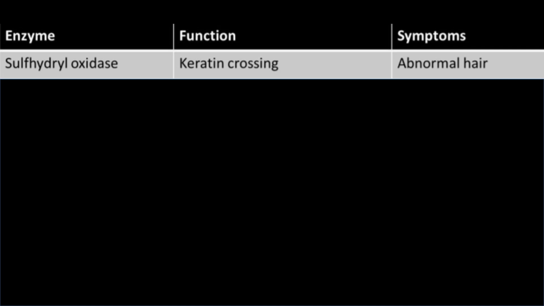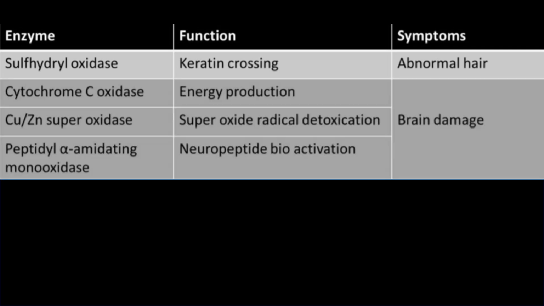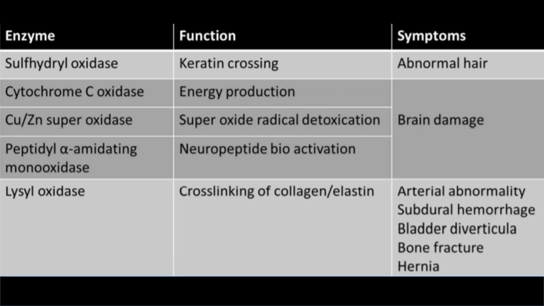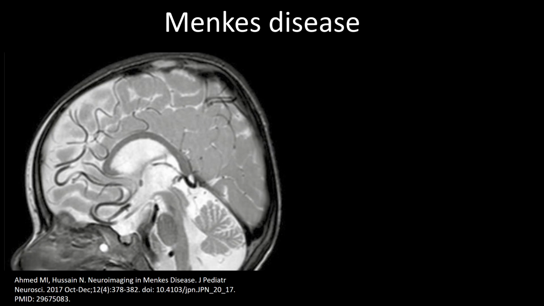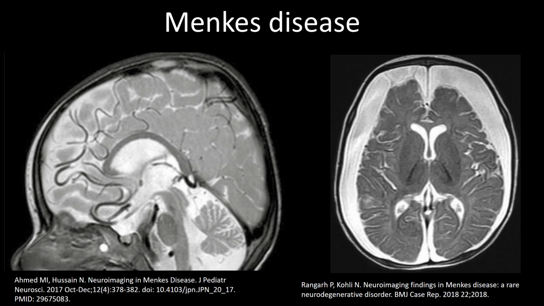Other enzymes are also affected. Those enzymes, just added by different mechanisms, will lead to brain damage. And lysyl oxidase deficiency will produce abnormal collagen and, as a consequence, many abnormalities. Tortuous radial arteries, here shown in the brain, often leading to subdurals.